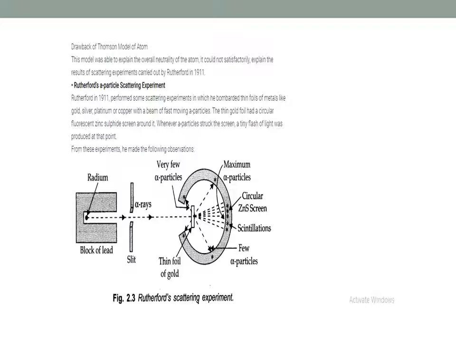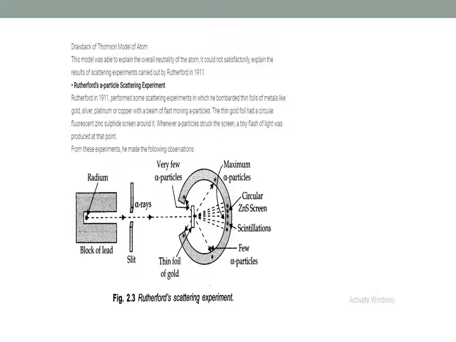From these experiments, he made the following observations, and the experimental setup is shown as: there is a lead cavity in which radioactive element radium is kept. The radioactive particles in the form of rays are allowed to pass through a fine slit, so that a single ray passes, when it is allowed to fall on the very thin foil of gold. Some of the particles move straight and maximum of the particles strike the fluorescent screen at different angles.